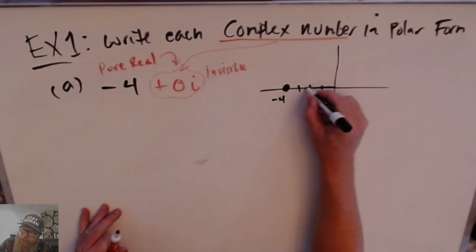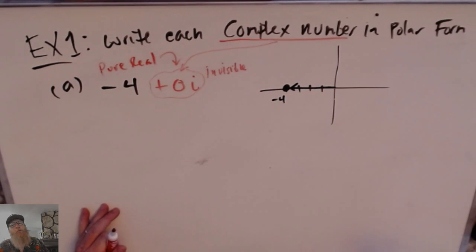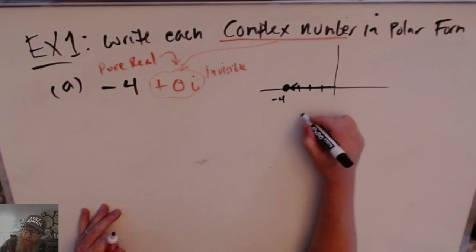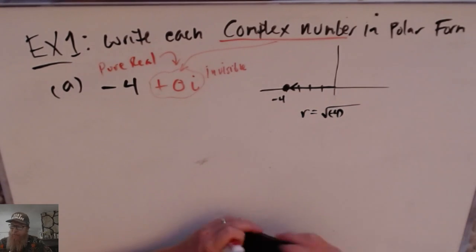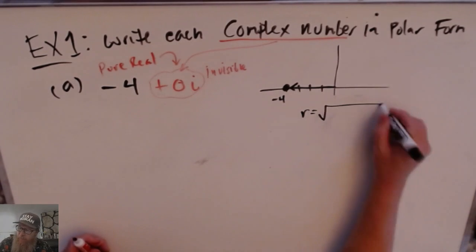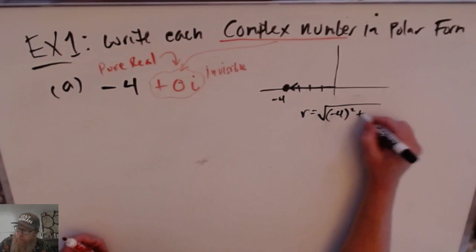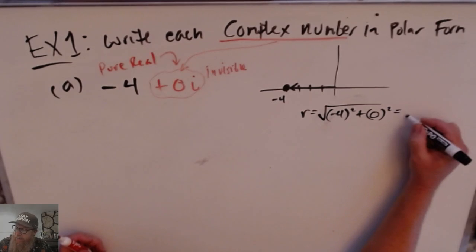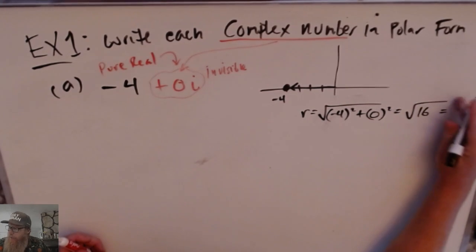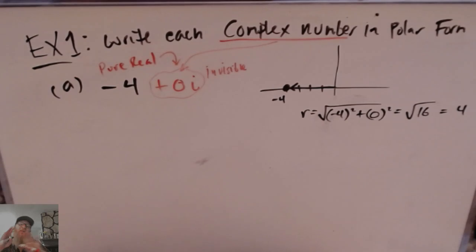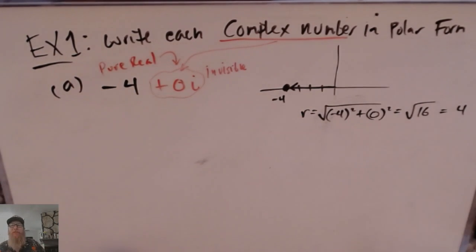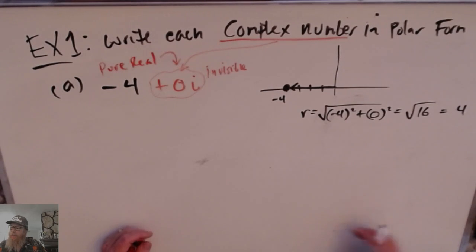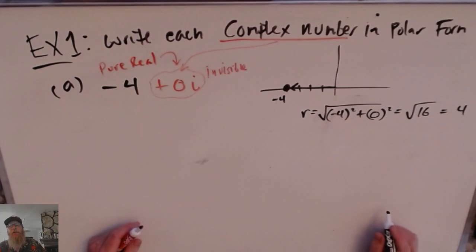The modulus, now you don't really have to do this, but I'll do it one time, I guess. r is the square root of -4 squared plus 0 squared. You're going to feel silly, I already feel silly doing it. Square root of 16, which is just 4. So in the future, when you get a pure real number, the modulus is the same as the absolute value of the real part. So that was relatively easy. We probably could have done that just by looking.